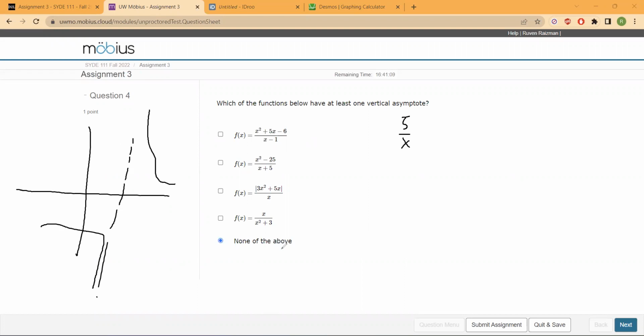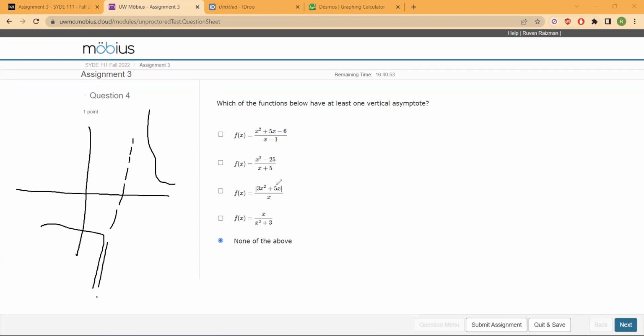Okay, so in essence, when you're looking for vertical asymptotes, you're looking at your denominators and checking if they're equal to 0. Okay, but you also have to be careful, and we'll see this in some of the examples. So wait a second, let's leave this up here. Okay, so let's look at the first one.